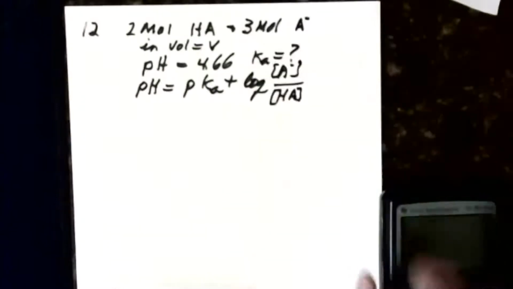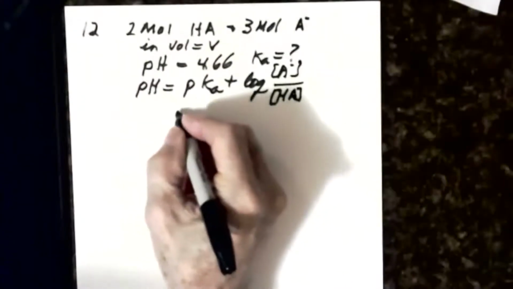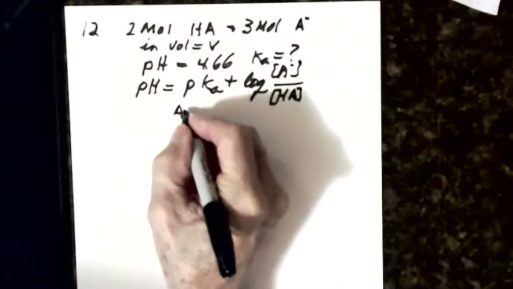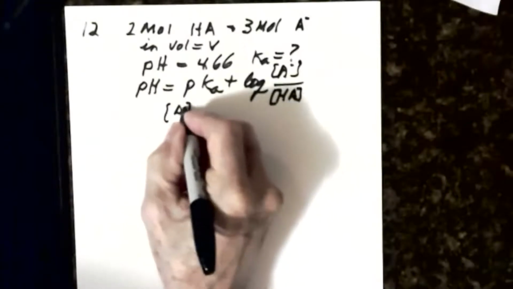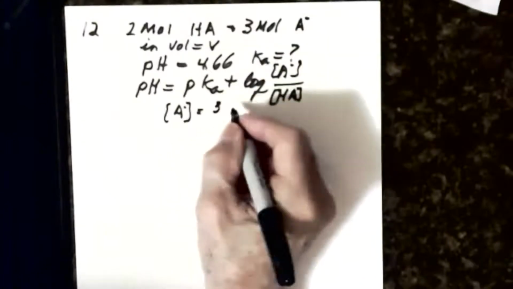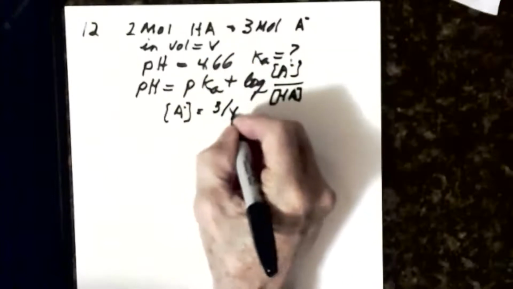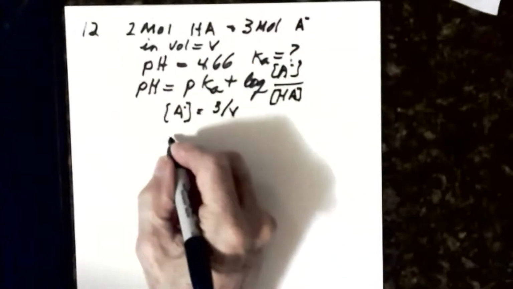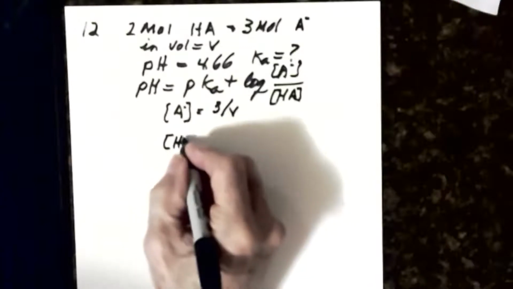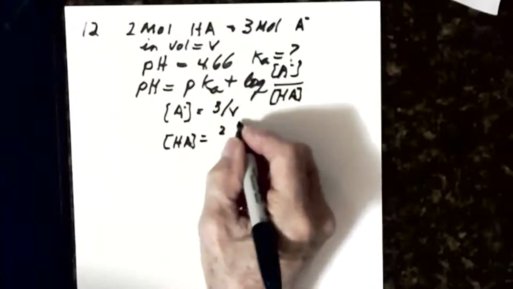Now, we weren't given concentrations. We were given number of moles. But I can write the concentration of A minus is going to be equal to moles of A minus, 3 moles, divided by the volume, V. And the concentration of HA, likewise, is 2 moles in that same volume, V.